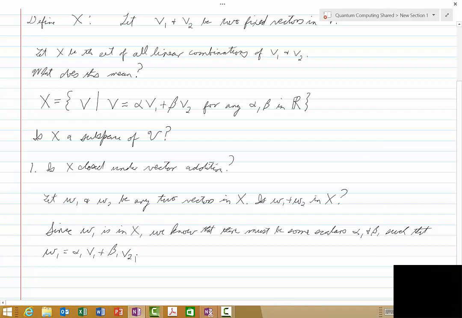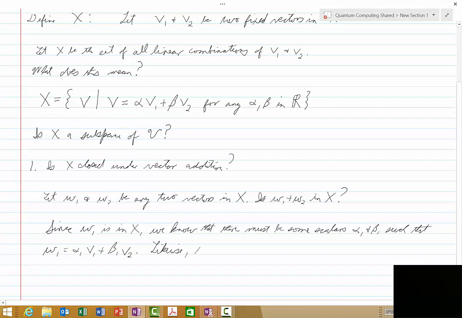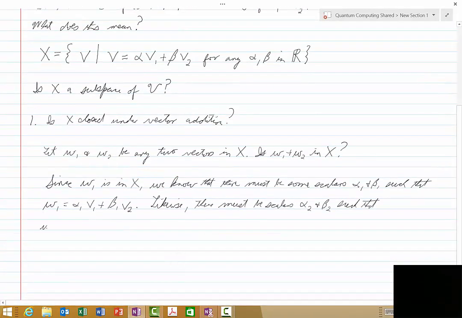And likewise, for the same reason, there must be scalars alpha 2 and beta 2 such that W2 is equal to alpha 2 V1 plus beta 2 V2.